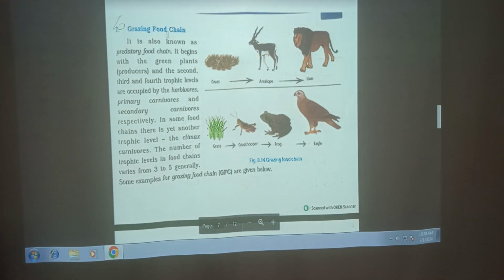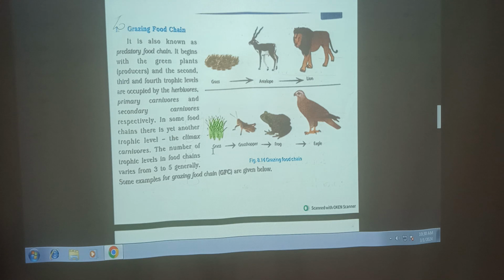Now the grazing food chain. Food chain is a very important topic. Mainly three types of food chain are present. Number one is the grazing food chain. Second is the parasitic food chain. Third is the detritus food chain. The first one: grass, then antelope depends on grass, and then lions depend on antelope. The grazing food chain starts with grass.